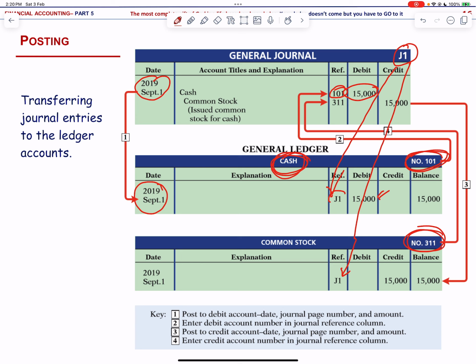Now the date is the same, date does not change. Common stock is credit, so we put the amount on the credit side, and you can see that common stock has a credit balance of 15,000. Cash has a debit balance of 15,000.